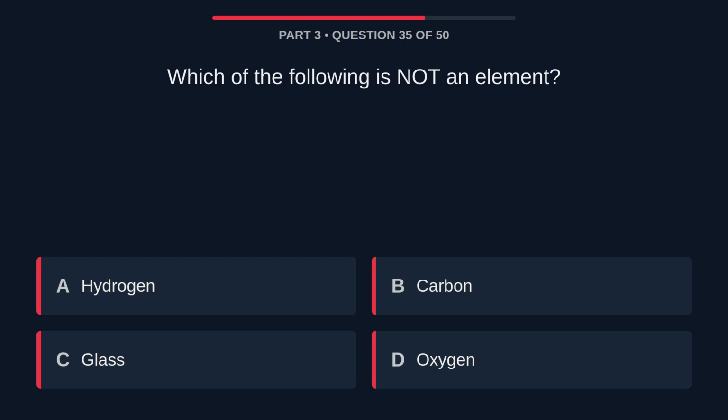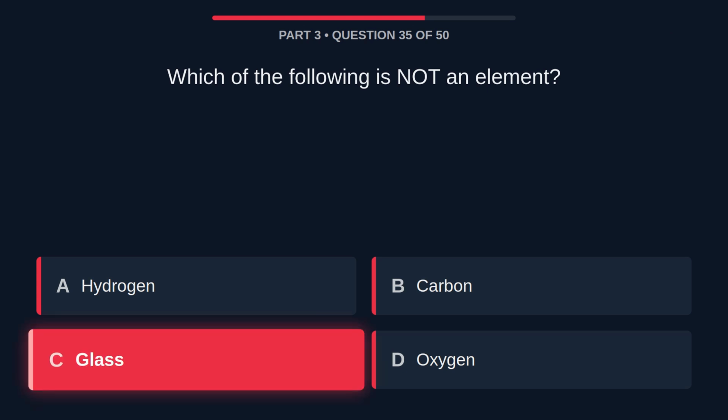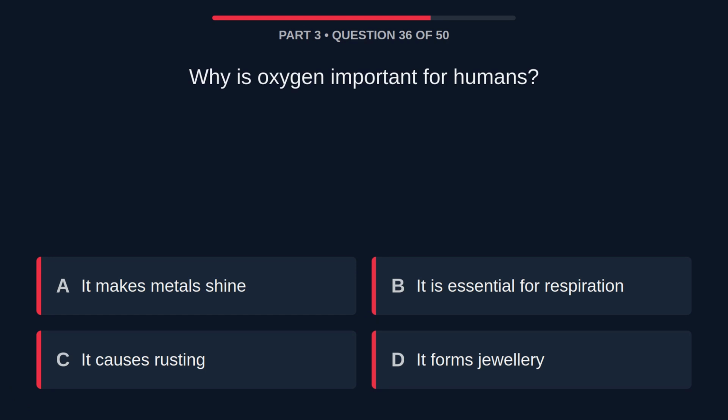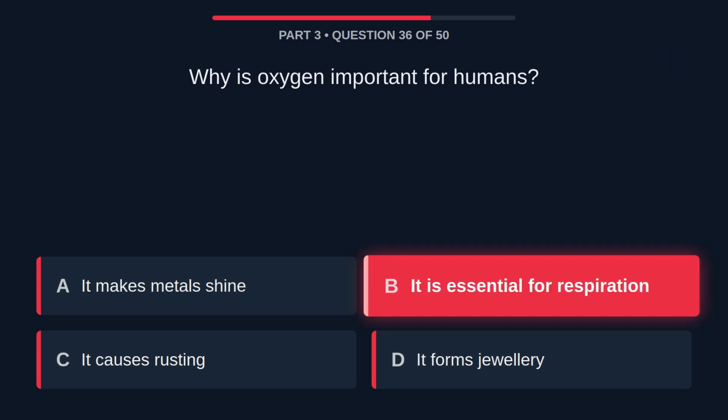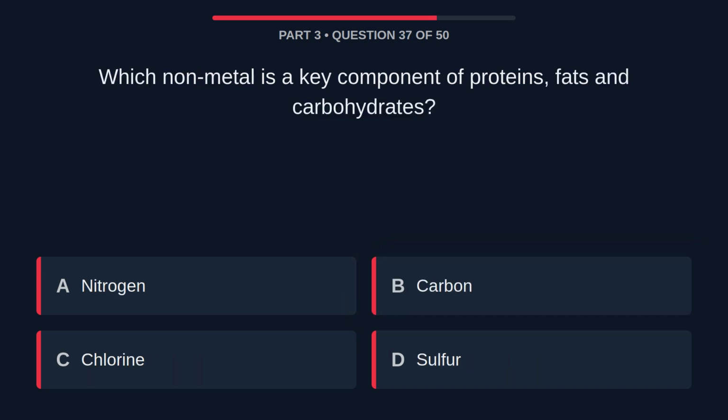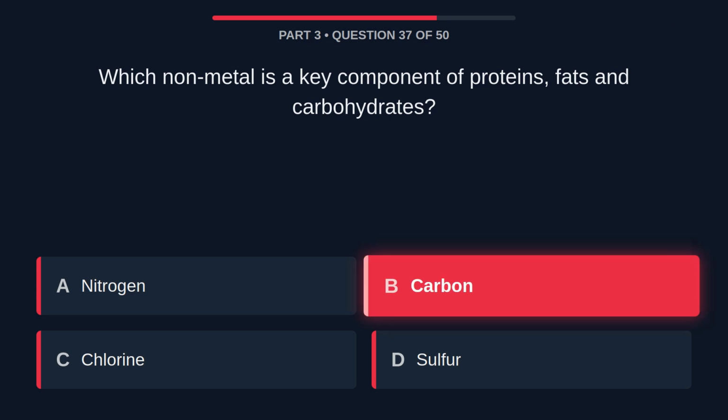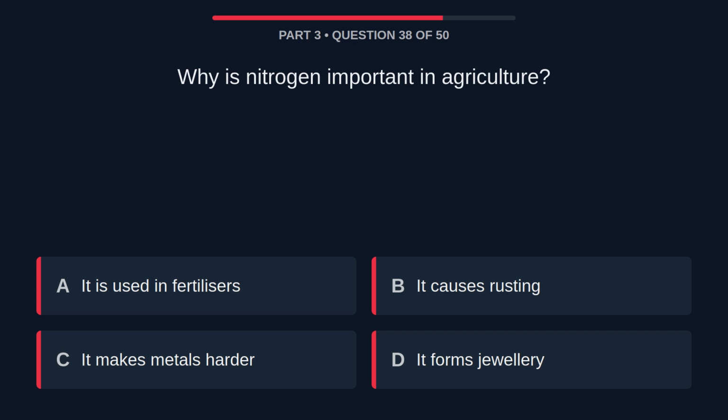Which of the following is not an element? Why is oxygen important for humans? Which non-metal is a key component of proteins, fats, and carbohydrates? Why is nitrogen important in agriculture?